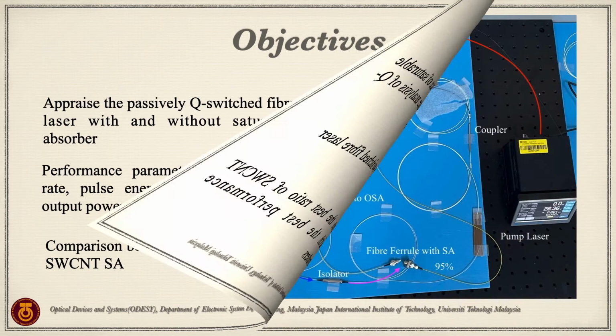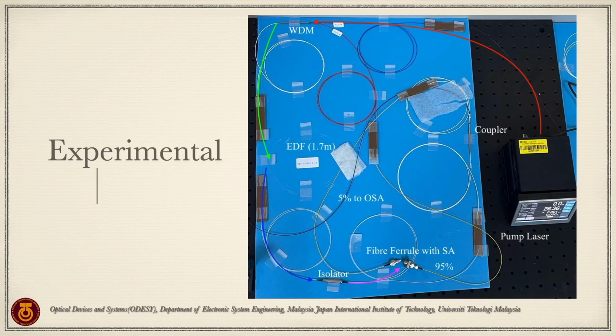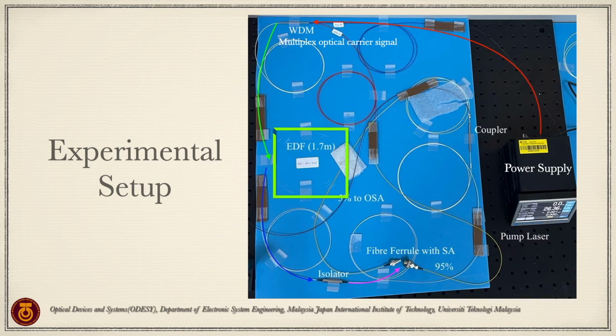To accomplish the objectives of this study, the circuit connection as shown has been set up. A laser diode, which functions as a pump laser supplying the power, is connected to a wavelength division multiplexer (WDM), which multiplexes the optical carrier signal into an erbium-doped fiber (EDF) of 1.7 meters and then transmits it through a unidirectional isolator to prevent unwanted feedback into the saturable absorber between the fiber ferrule.